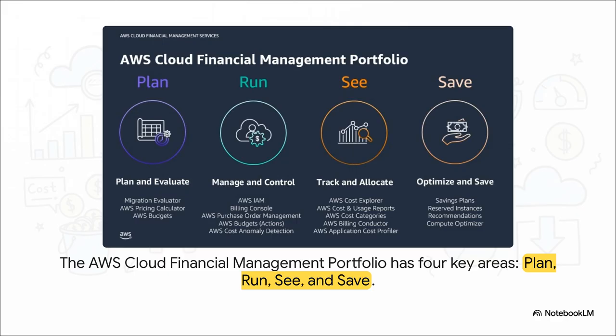You see Cost Explorer right there in the see category? That's because it's all about looking at what you've already spent, seeing the data. But then you've got AWS Budgets, which pops up in both plan and run. That's your clue that it's all about setting limits and proactively controlling your spending as it happens.